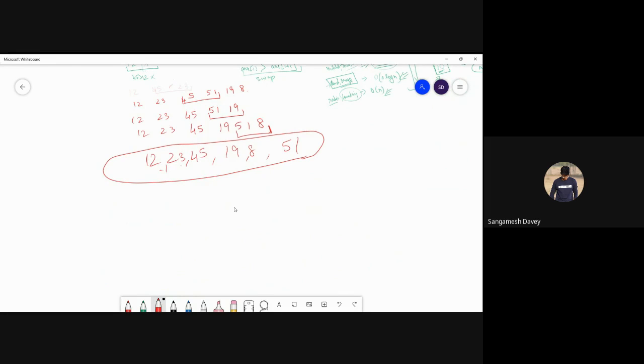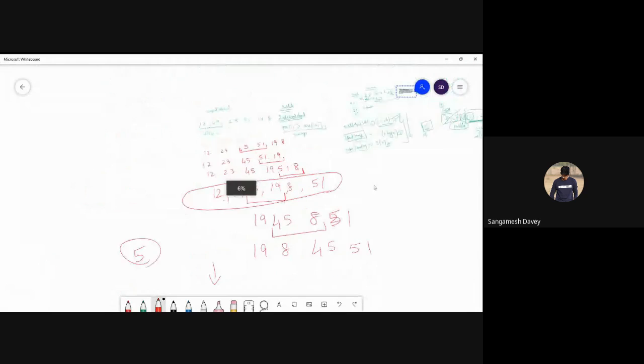12, 23 is okay. 23, you'll be checking. Right now I'm not writing it down because I want to go to the main thing. We'll be checking 12, 23, 23, 45, and 45, 19. Swap: 19, 45. Then 45, 8, again swap. 19, 8, 45, 51, and then you keep swapping. And I said you'll be doing 5 more iterations until you reach the end, right?